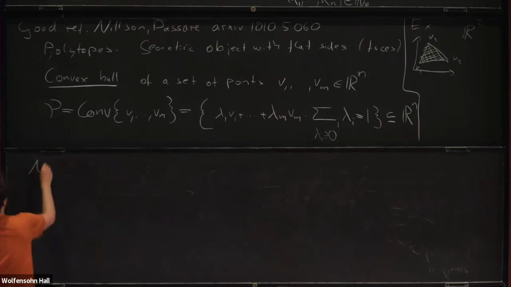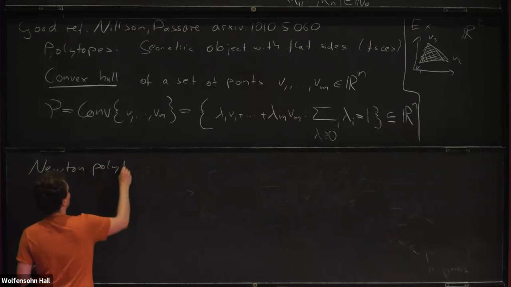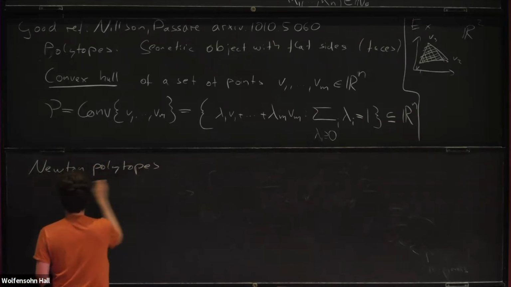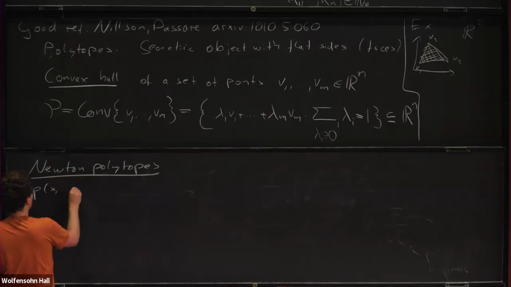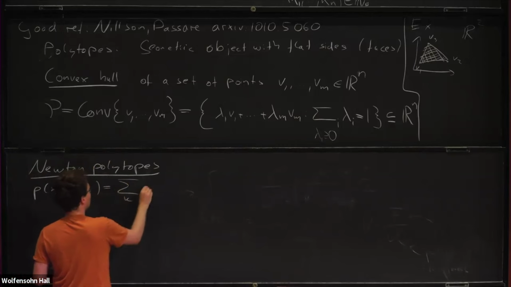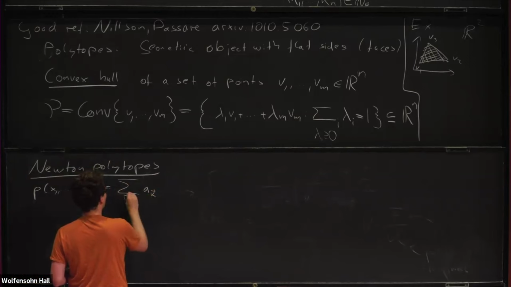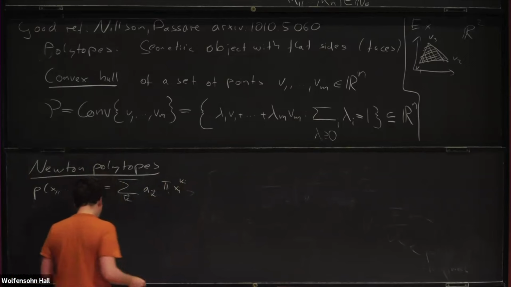Okay, so now Newton polytopes. They are just polytopes associated to each polynomial. So let's say we have such a polynomial as we had above, with some coefficients ak, and these multiply the monomials.